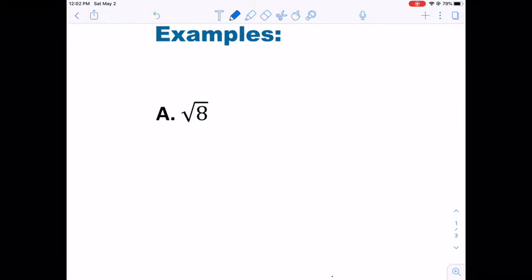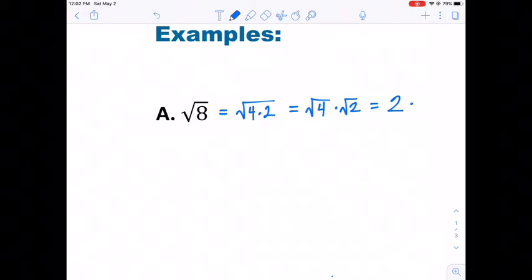The first method is to look for perfect square factors of the radicand. 8 can be written as 4 times 2. And I know that I can also write radicals as the product of its factors. I can call that the square root of 4 times the square root of 2. But I know what the square root of 4 is. The square root of 4 is just 2. So I'm going to rewrite that square root of 4 as 2, but I still need the square root of 2 under the radical.